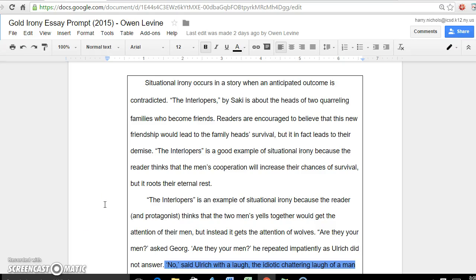Situational irony occurs in a story when an anticipated outcome is contradicted. The Interlopers by Saki is about the heads of two quarreling families who become friends. Readers are encouraged to believe that this new friendship would lead to the family heads' survival, but it in fact leads to their demise. The Interlopers is a good example of situational irony because the reader thinks that the men's cooperation will increase their chances of survival, but it roots their eternal rest.